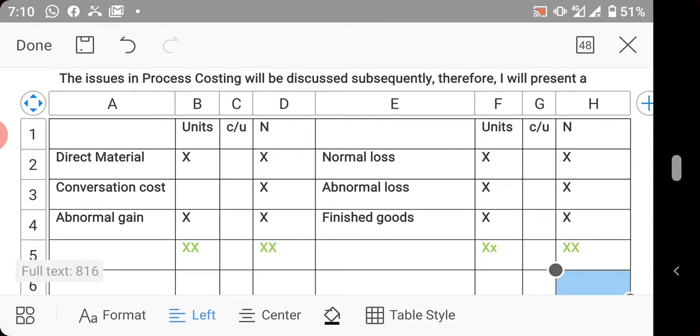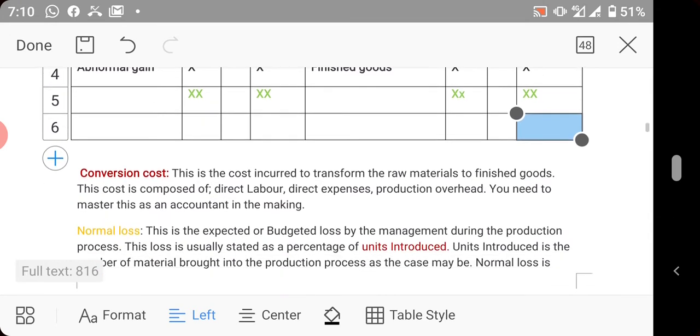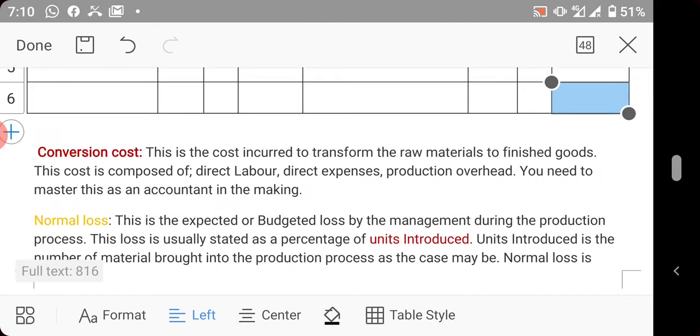It's very simple. At this stage, process costing is simple. We will soon progress and get to where we meet the difficulty aspect of process costing. Now, we'll look at conversion cost. What is conversion cost? Conversion cost is actually the cost we incur to convert the raw material to finished goods. You understand? Example: labor cost, direct expenses, and production overhead. These are what we call conversion cost.